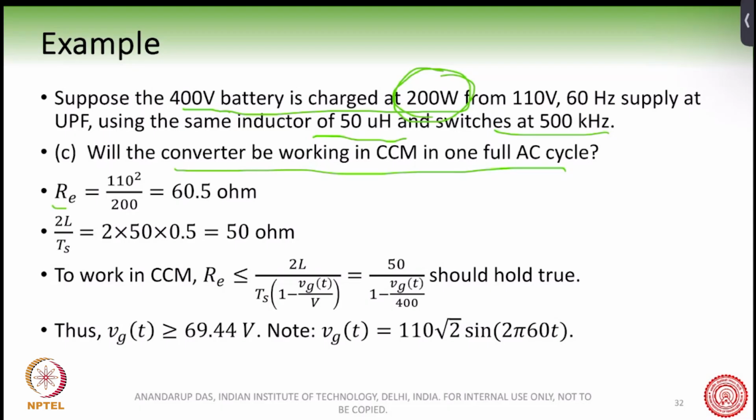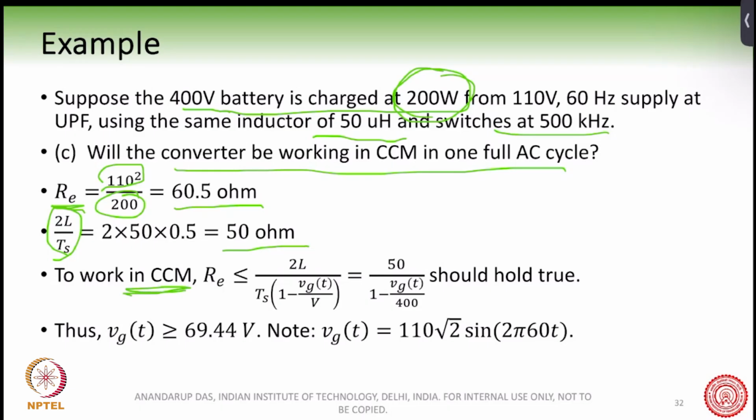So we find out what is now the RE. You have this power, and you have the voltage, V squared by RE. Now RE is equal to 60.5 ohms that you get. You again find out 12 by TS, and it is coming out to be 50 ohms, right?